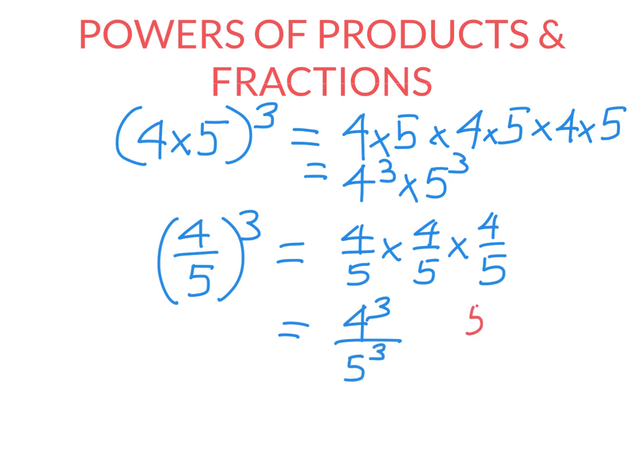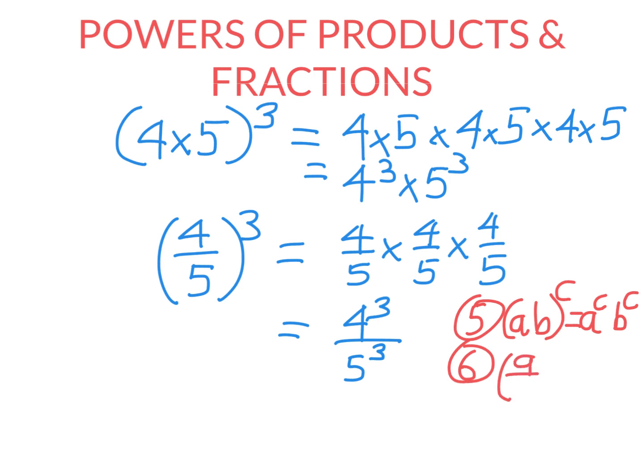So these are the fifth and sixth index laws you need to know. The fifth index law says if you have a product, remember AB means A times B, then you raise it to a power, just raise the first thing to the power and the second thing to the power. Our sixth index law says if you have a fraction and you raise it to a power, just raise the top to that power and raise the bottom to that power.